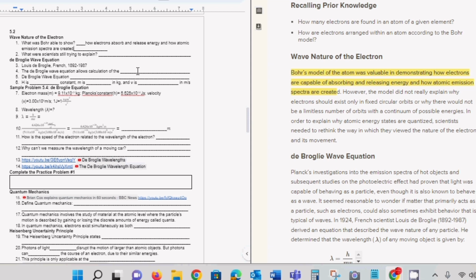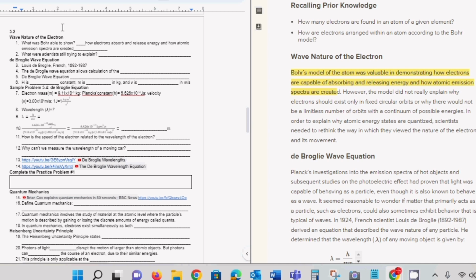Now, if you write the answers in your notebook, that's fine. If you write the answers in the doc, that's fine. Ultimately, we want to have this in your notebook. So if you do it online and then you print it and put it in your notebook, that's fine. If you rewrite it later into your notebook, that's fine. But ultimately, we want this to be your notes that you're going to use to study with.